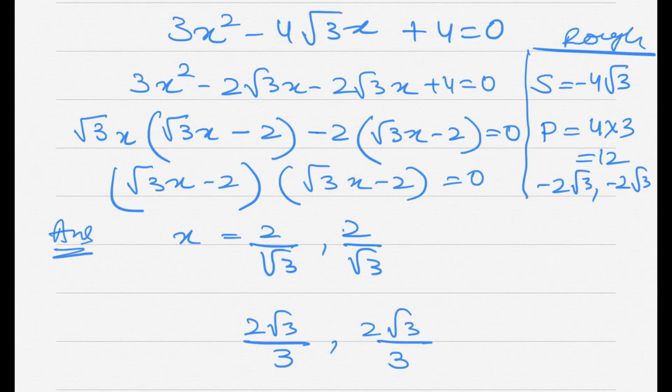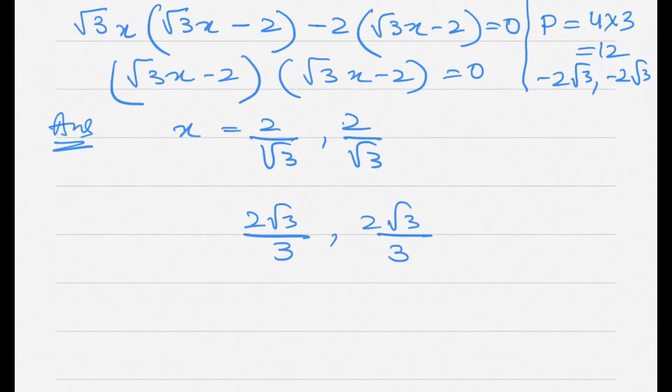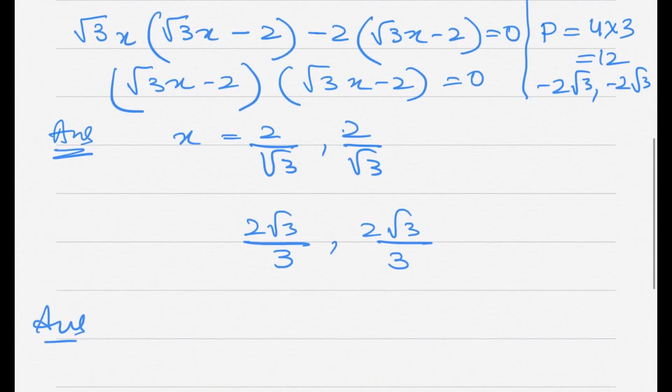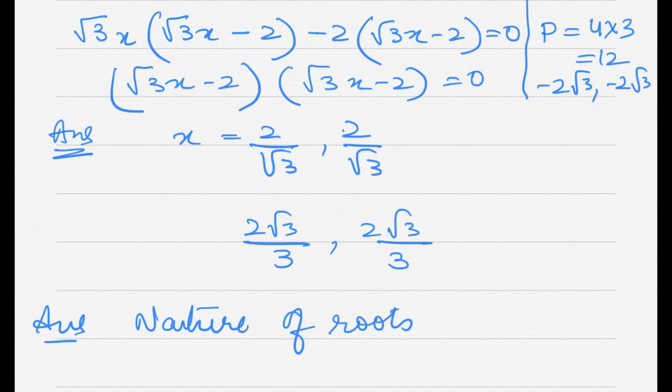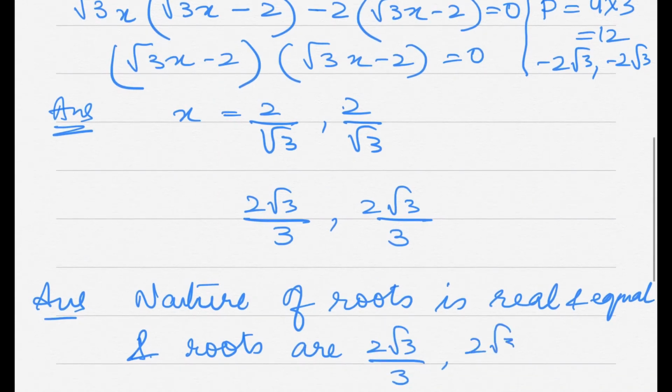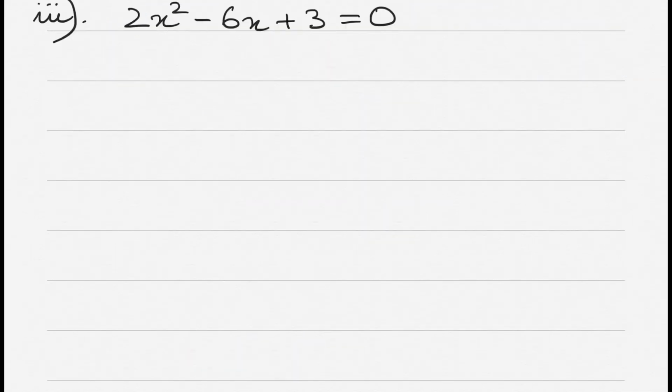We already found out that the nature of the roots is real. I can write down here again: the nature of roots is real and equal, and the roots are 2 root 3 by 3 and 2 root 3 by 3. So they are equal and they are real. Let's move to the third part.